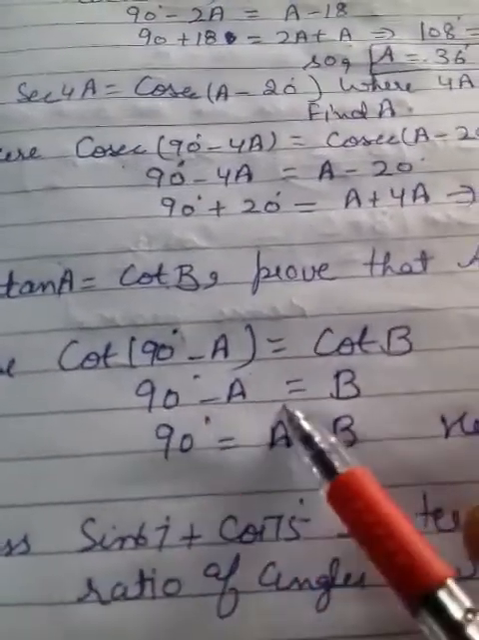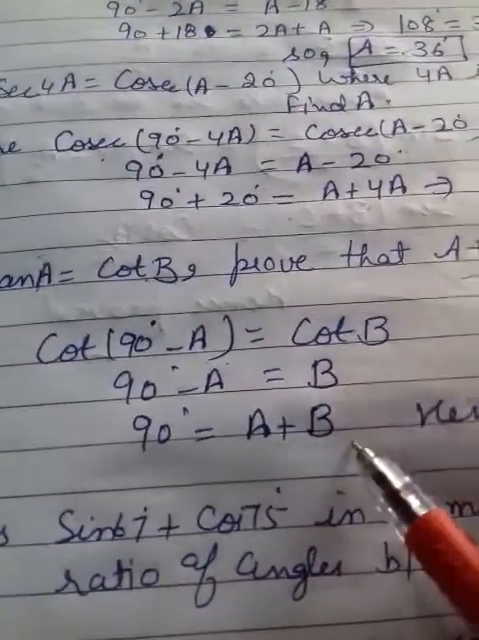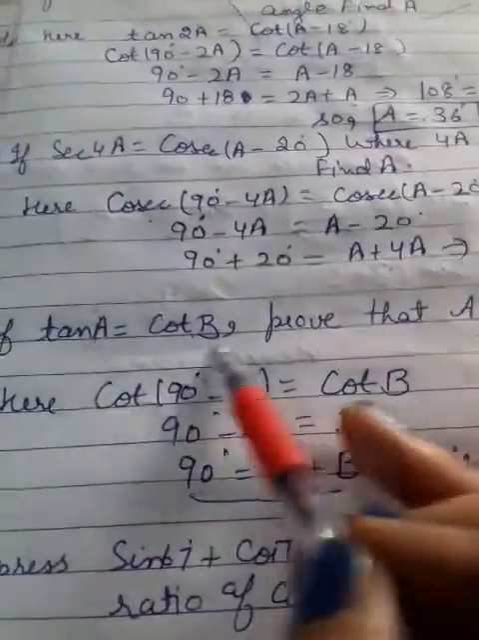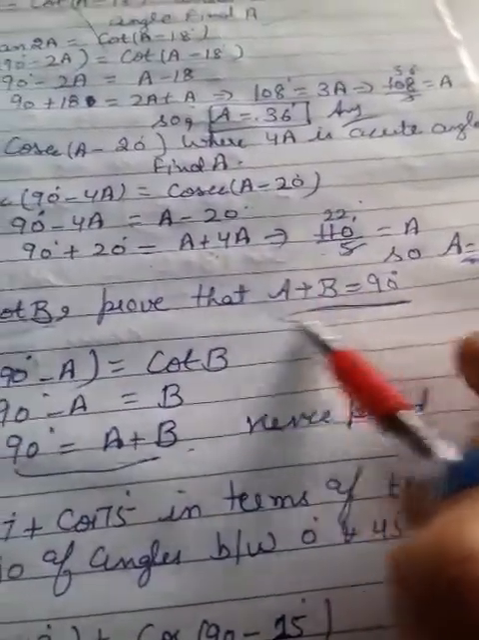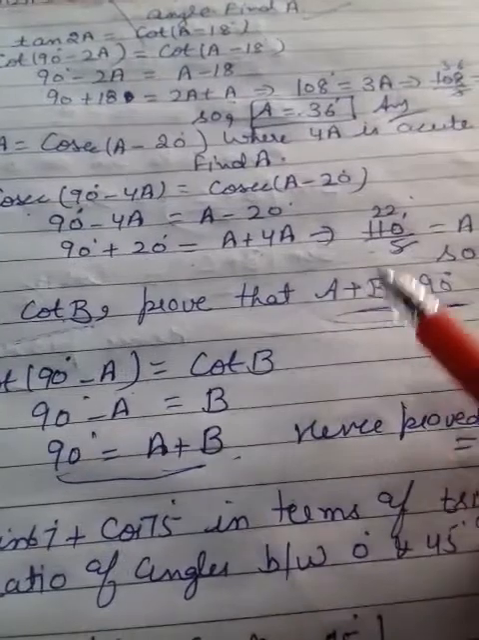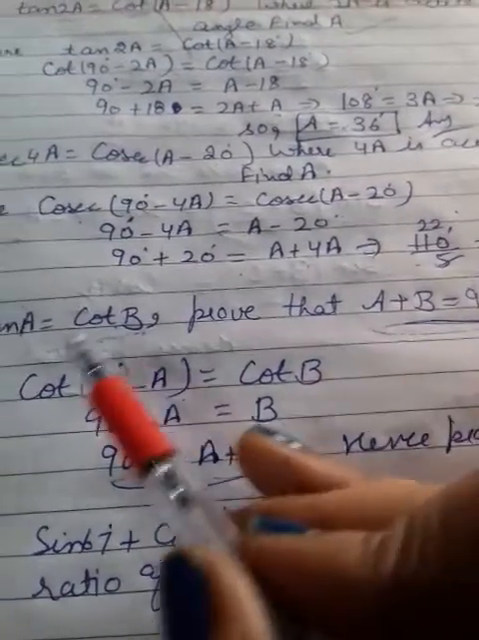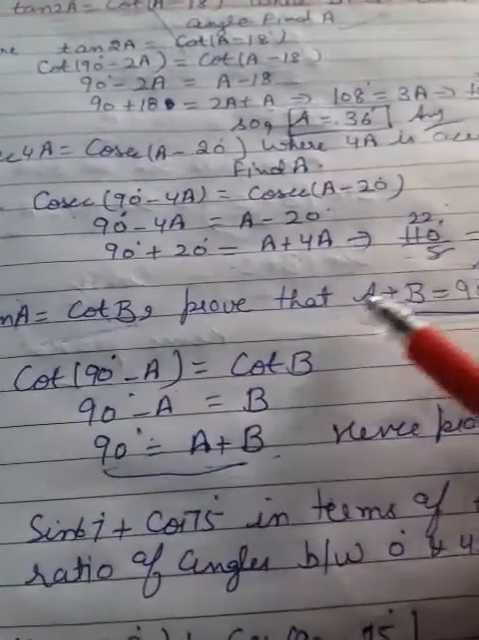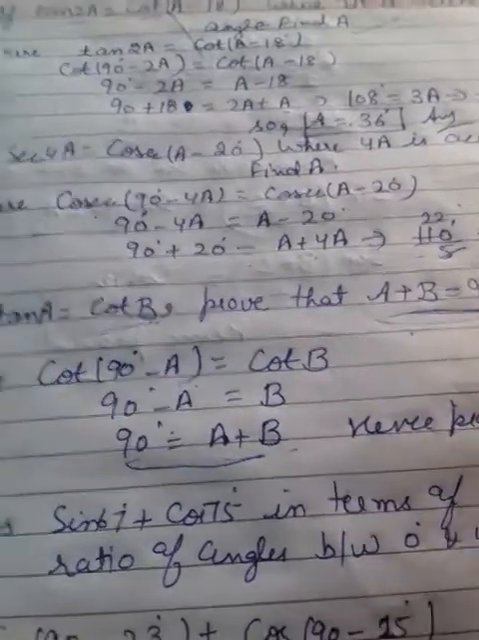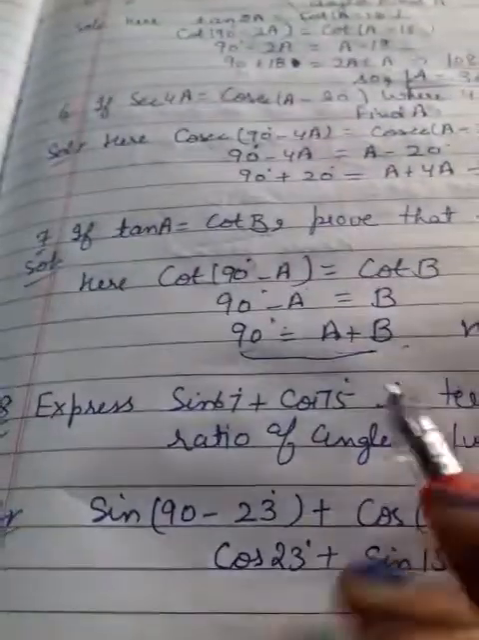So 90 minus a is equal to b. Minus a will be shifted here. So from this only you will get your full proof. No need to take left and right separately. From this only you will get the full proof. Clear? Next question is a very important question.